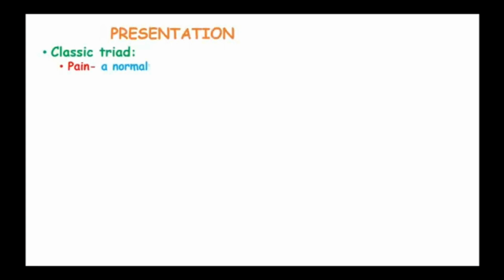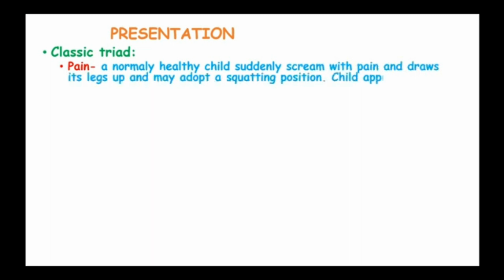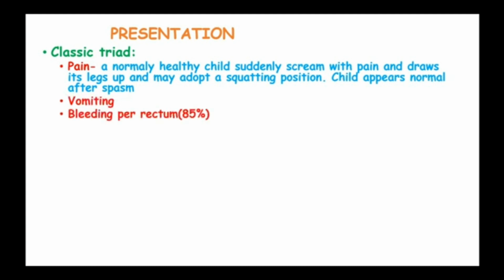The presentation: there is a classic triad. Pain: a normal healthy child suddenly screams with pain and draws its legs up and may adopt a squatting position. The child appears normal after the spasm. Vomiting, and bleeding per rectum, in around 85% of the cases.